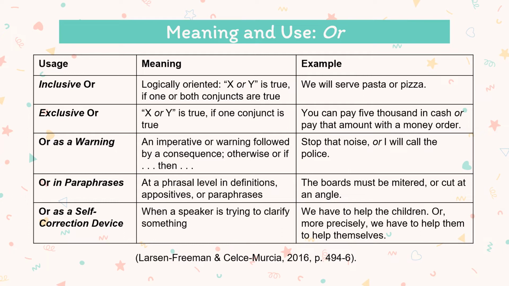Then we have the exclusive or. X or Y is true if one conjunct is true. So you can pay $5,000 in cash or pay that amount with a money order. So in this instance, one would not expect that somebody would do both of those things. It would only be paying $5,000 in one way. So this is the exclusive or.